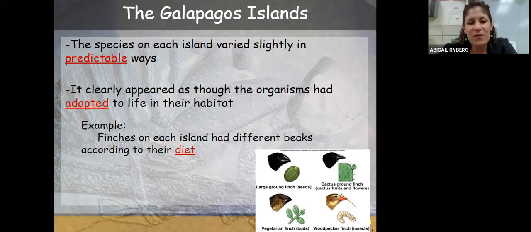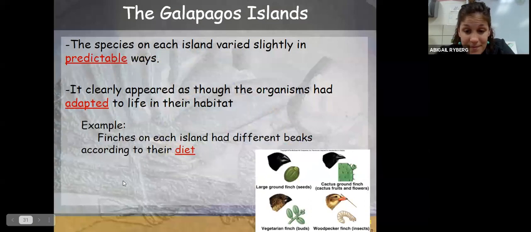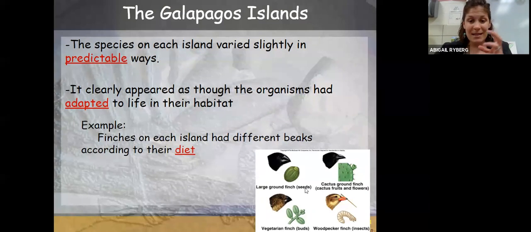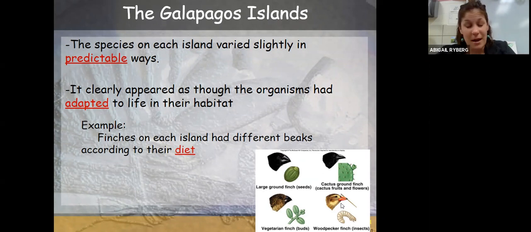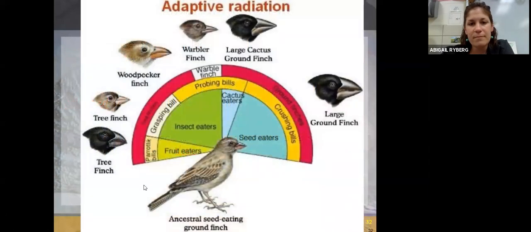So what he realized was finches on each island had different beaks according to their diet. You can see on my picture here, a finch that ate primarily seeds had big, bulky, stronger beaks compared to something like the bottom right here that would eat insects. So insect eaters typically still today show that they have more narrow little beaks to help them get in the nooks and crannies of tree bark or wherever they may be trying to get insects to eat.